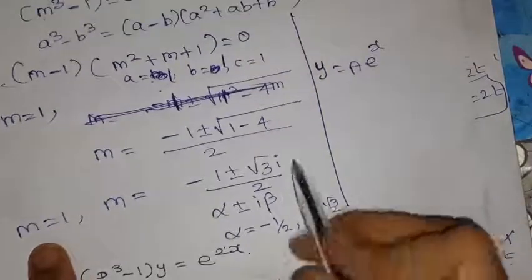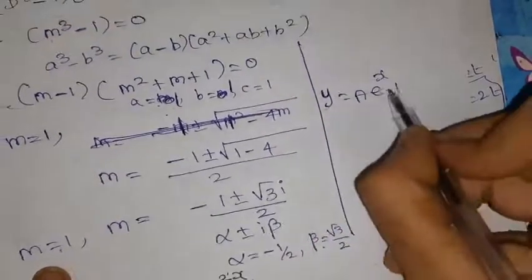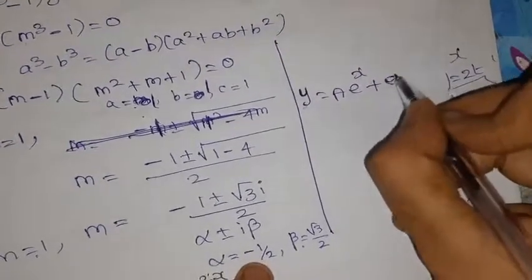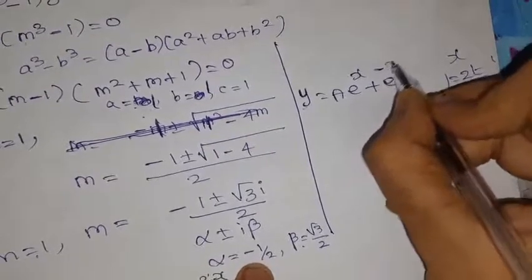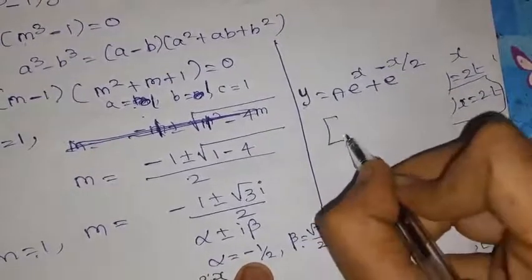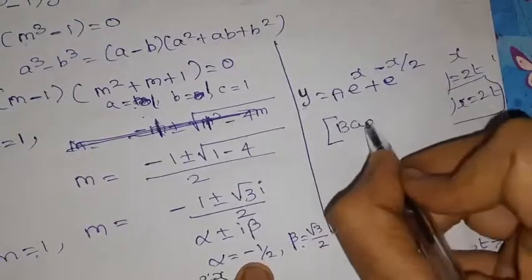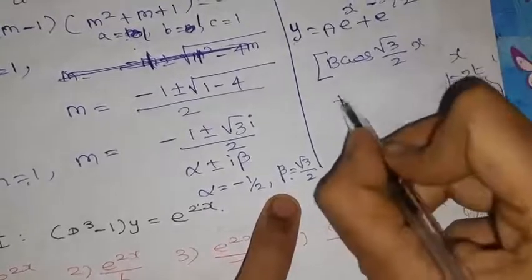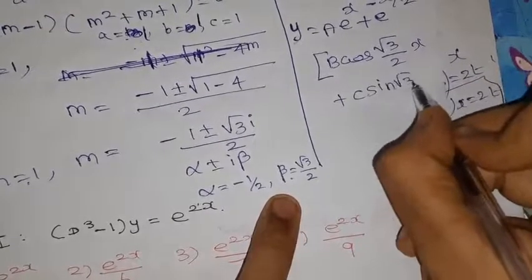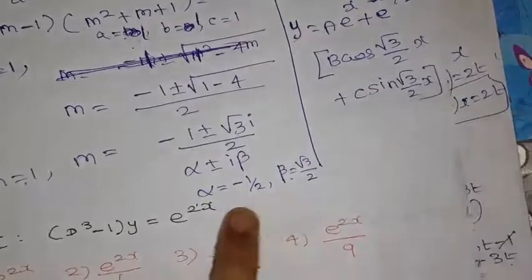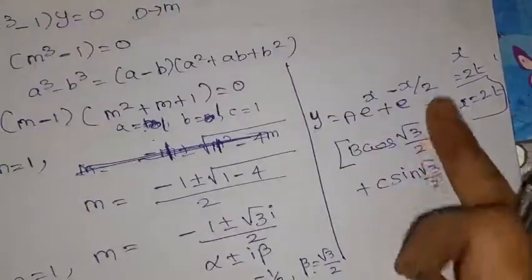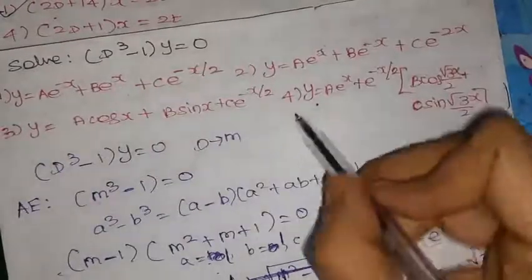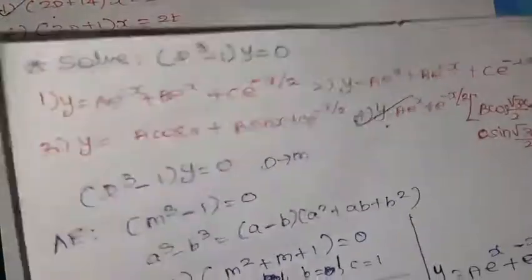So for this, a e power x plus, e power alpha x will be outside. E power alpha x is nothing but e power minus x by 2 into b cos beta x, beta is root 3 by 2 x, plus c sin root 3 by 2 x. So this is the solution: a e power x plus e power minus x by 2 and this one. With the 3 roots, just apply. Option 4 is the right option for this problem.